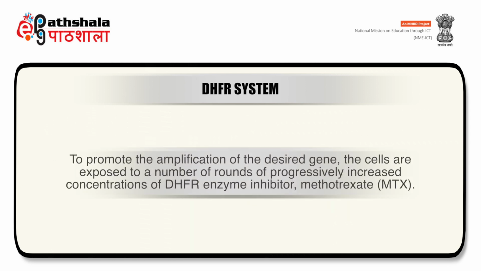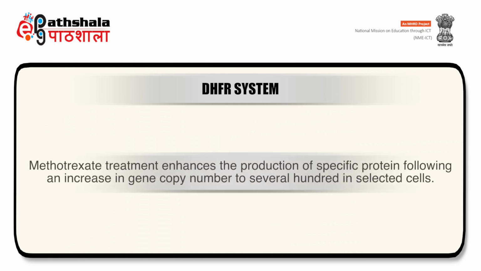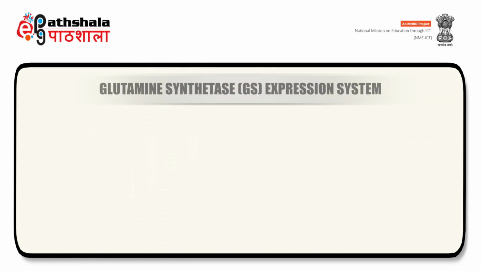To promote the amplification of the desired gene, the cells are exposed to a number of rounds of progressively increased concentrations of the DHFR enzyme inhibitor, methotrexate. Methotrexate treatment enhances the production of a specific protein following an increase in gene copy number to several hundred in selected cells. The next system is the glutamine synthetase expression system.